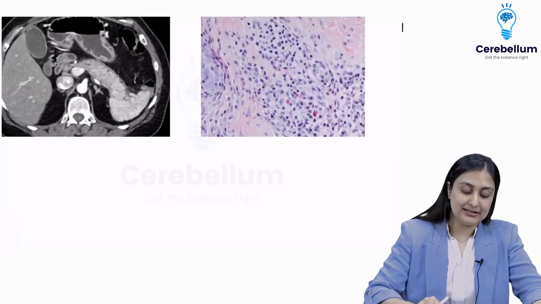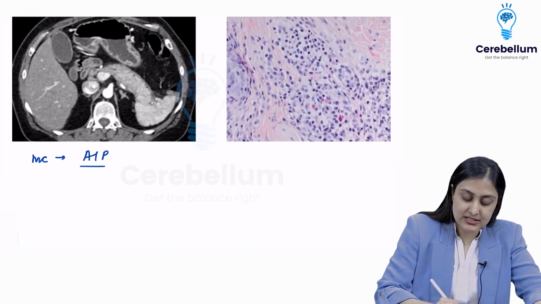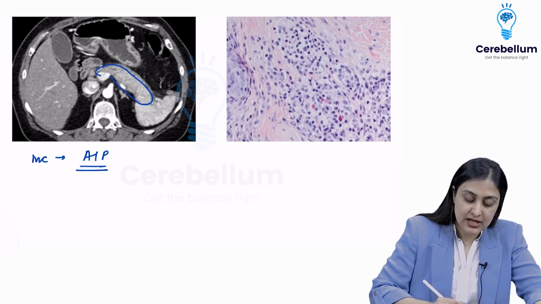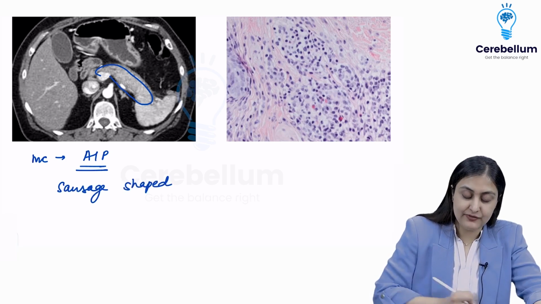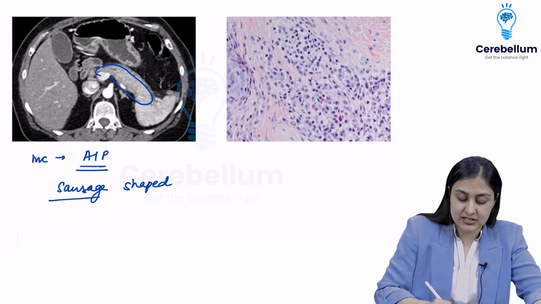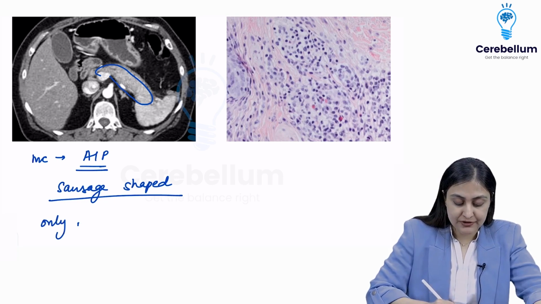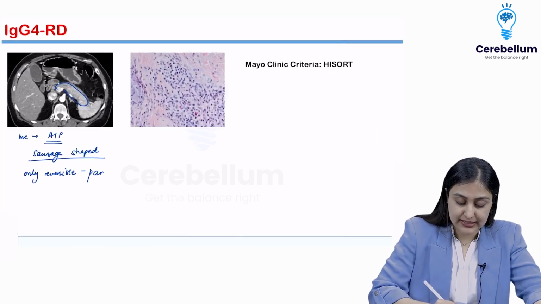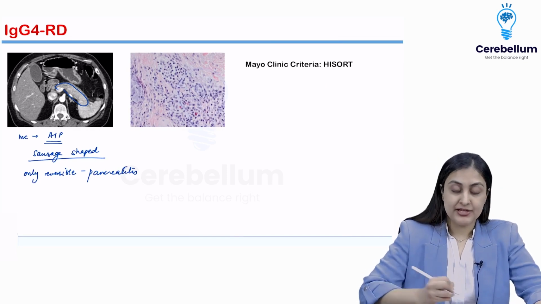The most common organ involved in IgG4 is the pancreas. This is autoimmune pancreatitis, wherein the pancreas loses all of its lobulations and gives you a sausage-shaped appearance. So you want to remember, the most common manifestation is autoimmune pancreatitis. The pancreas appears sausage shaped, and this is the only reversible type of pancreatitis. Alright, so the only reversible type of pancreatitis is autoimmune pancreatitis.